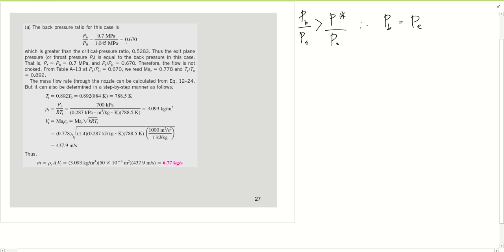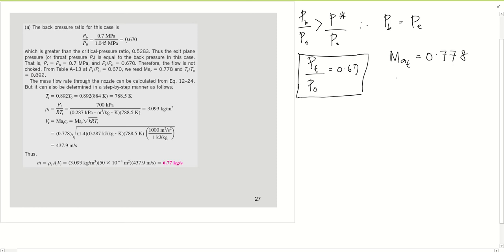And then from table A13, we can determine PT over P0 is 0.67 at this ratio. You need to interpolate PT over P0. We can determine the Mach number at the throat equal to 0.778, and the temperature ratio equal to 0.8992.